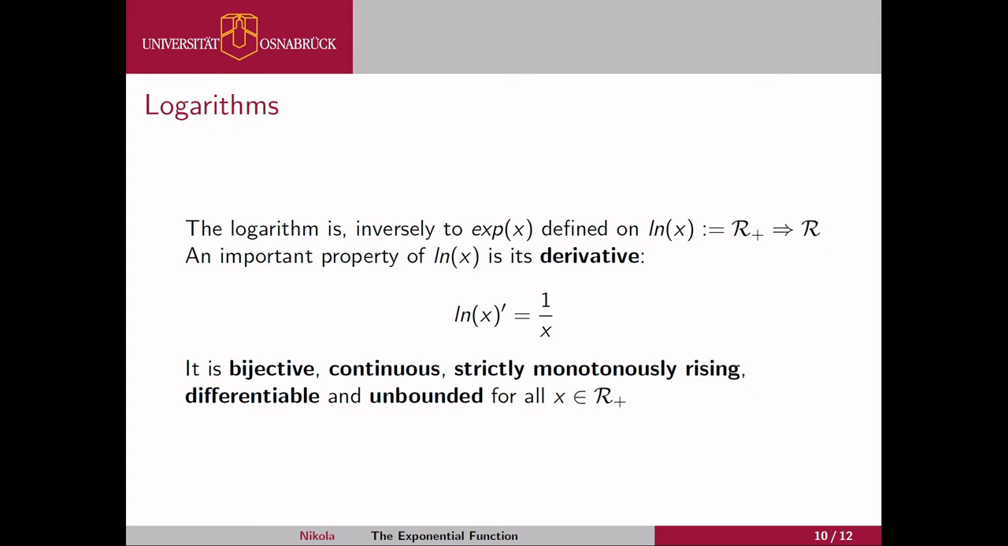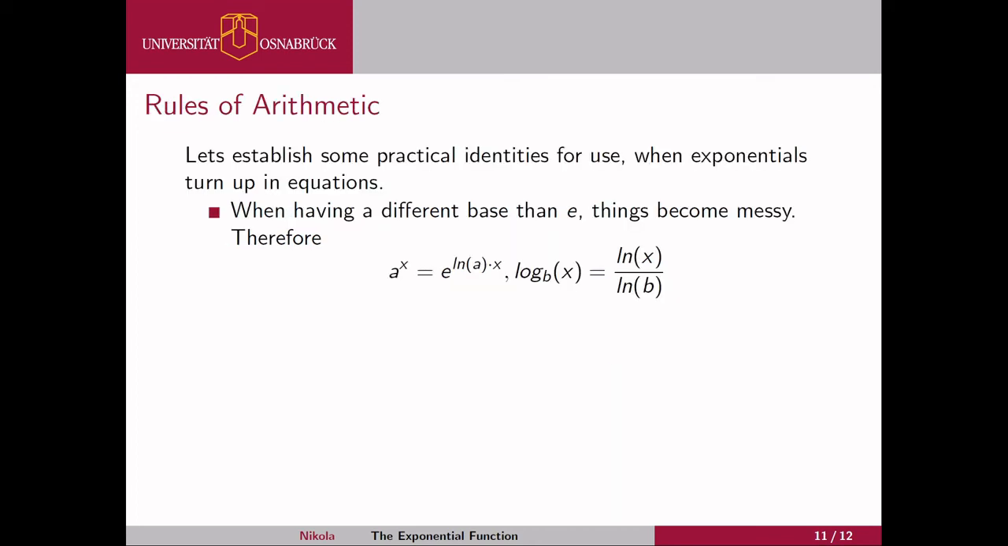For example, the derivative. The derivative is one thing you should just memorize because it comes up quite often. If you derive the natural logarithm of x, you just get 1 over x. Other than that, the function has all the values that the exponential function has as well for all real values. Okay, now all properties of those functions aside, let's get practical. Let's talk about some identities which we are going to use when encountering exponential functions and logarithms.